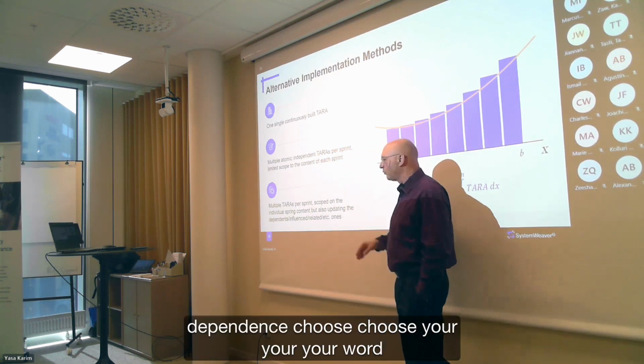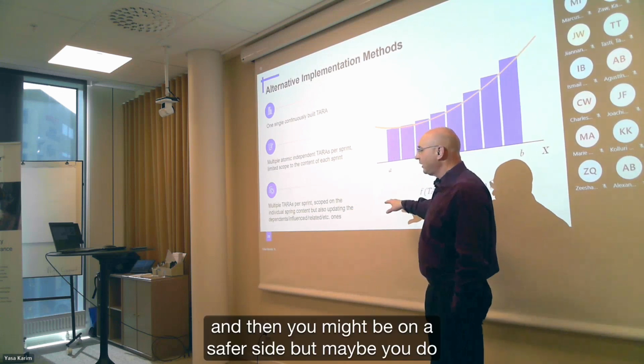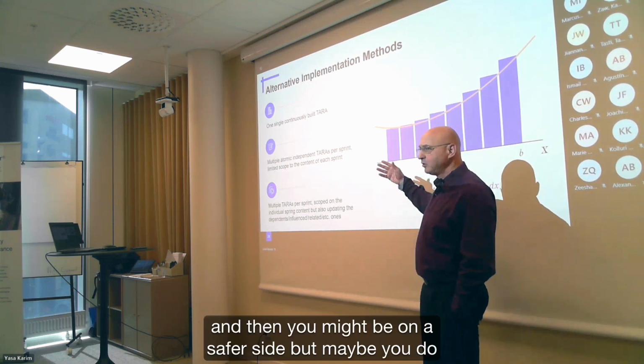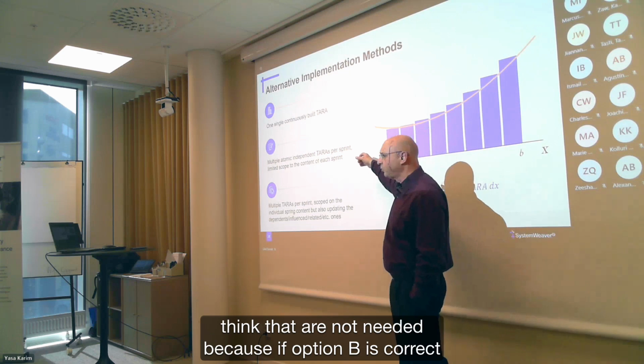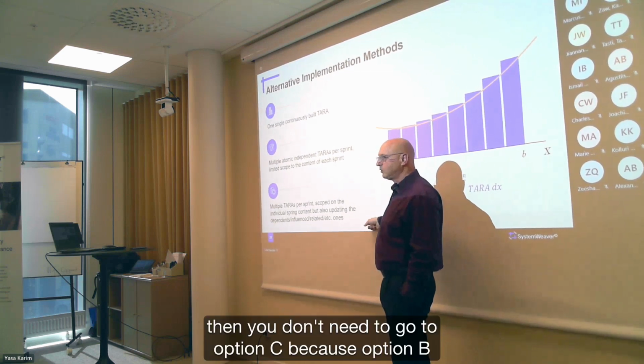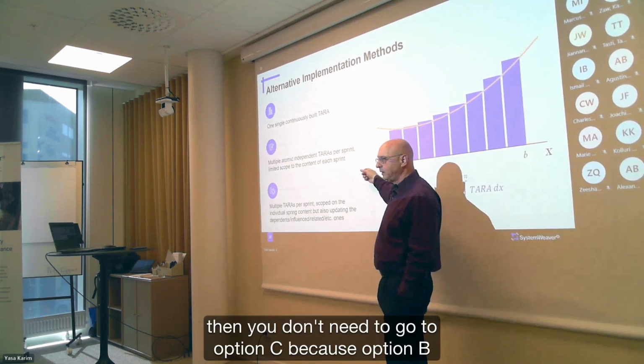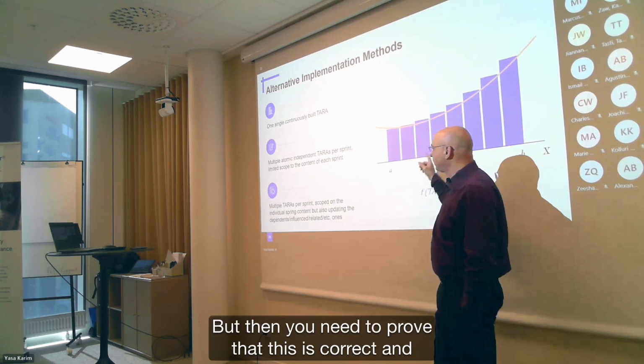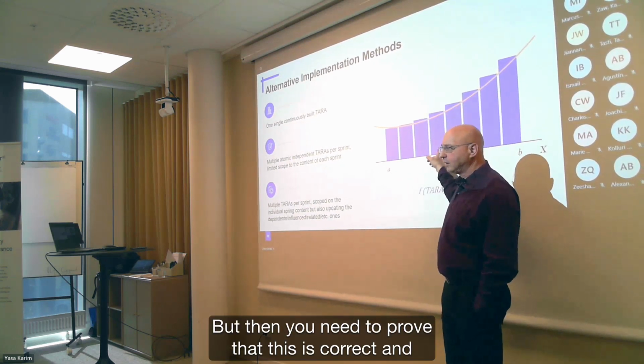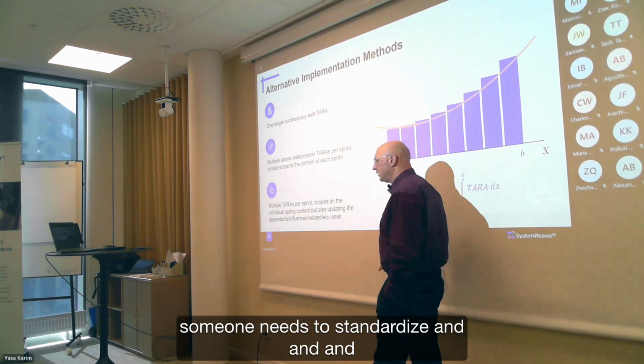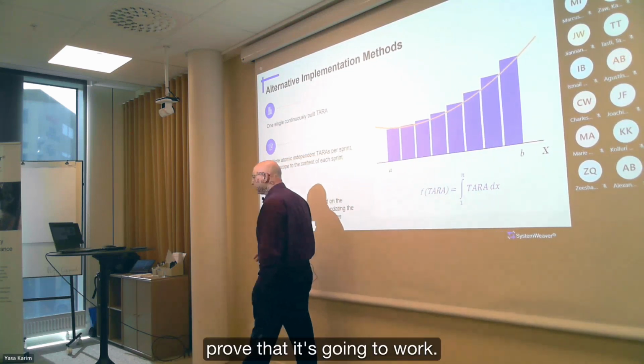Choose your word. And then you might be on the safer side, but maybe you do things that are not needed, because if option B is correct, then you don't need to go to option C, because option B is much cheaper. But then you need to prove that this is correct, and someone needs to standardize and prove that it's going to work.